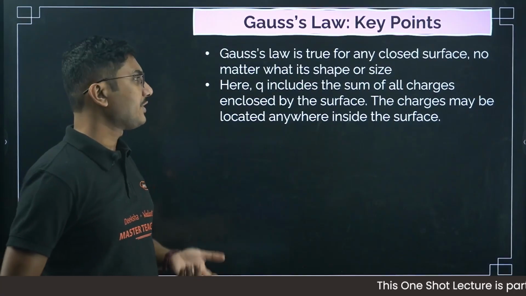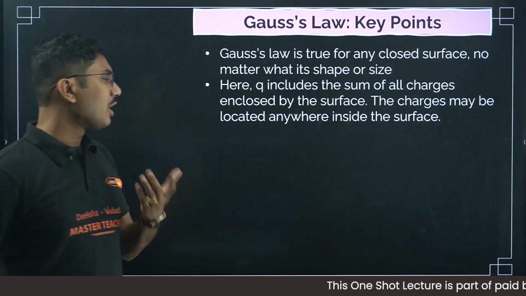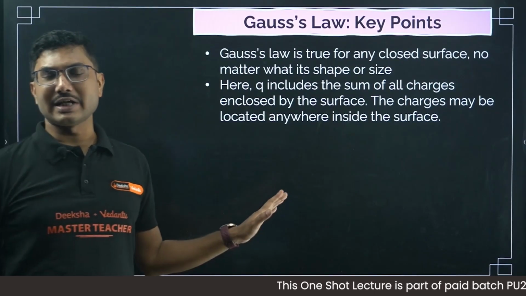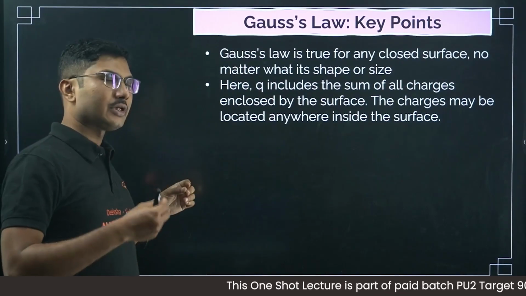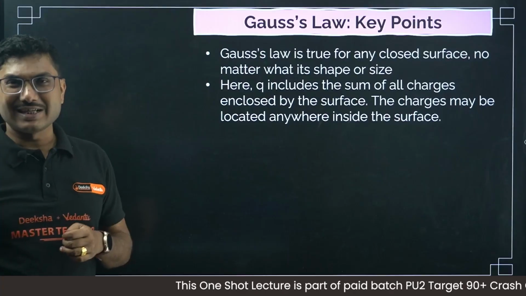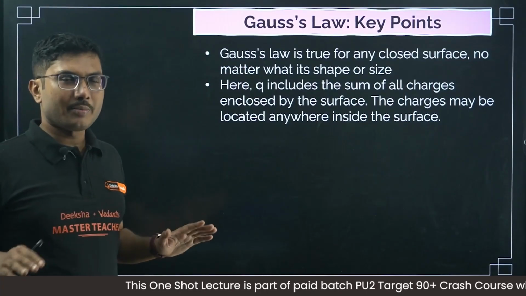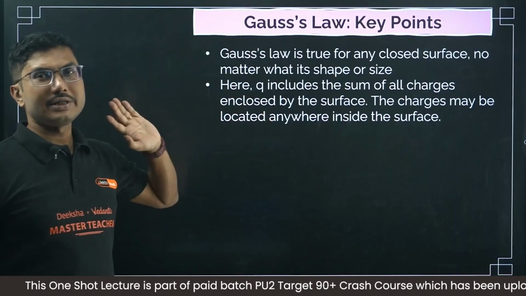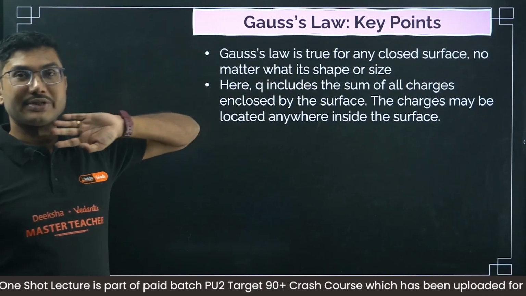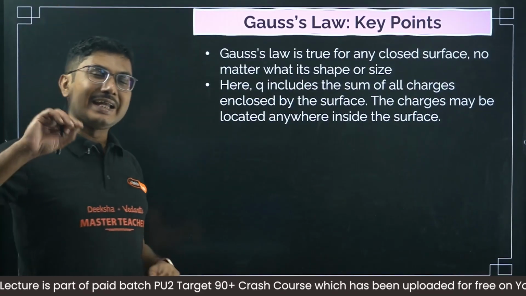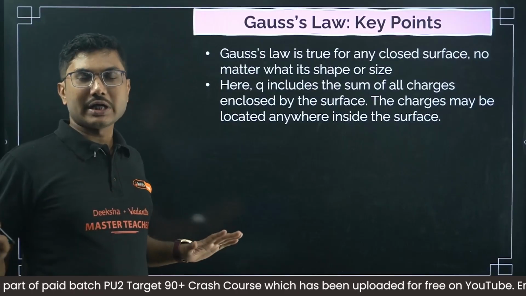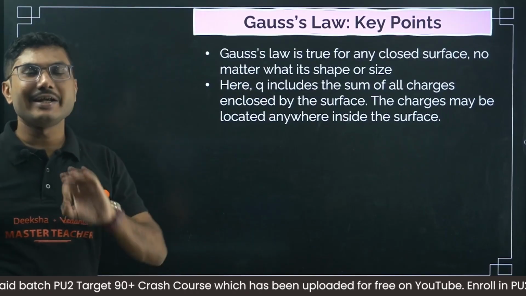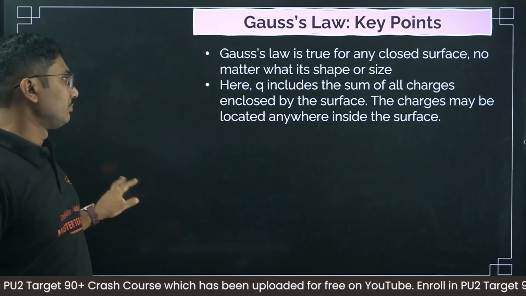Here Q includes the sum of all the charges enclosed by the surface. The charges may be located anywhere inside the surface. It can be near the surface, just inside, or at the center, it does not matter. No matter wherever the charge is located, Gauss's law is valid, and the charge Q represents the sum of all the charges. Anything outside is not considered, but anything inside will always be considered.